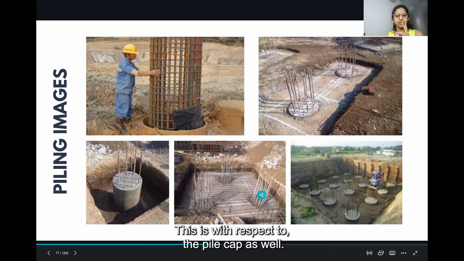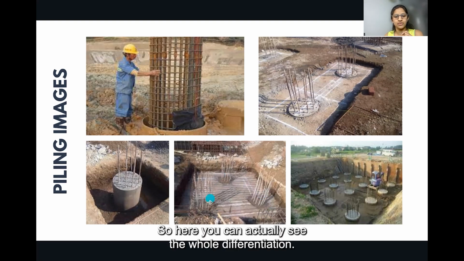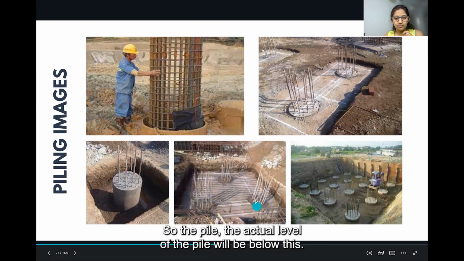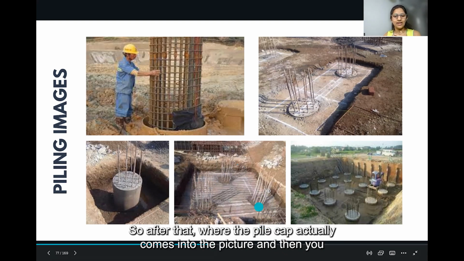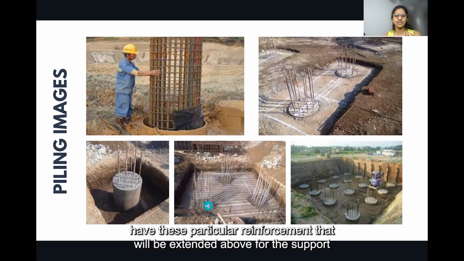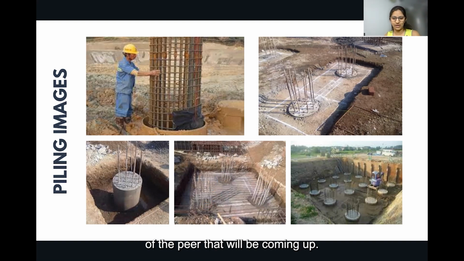And here, this is a wonderful image. This is with respect to the pile cap as well. So here you can actually see the whole differentiation. The actual level of the pile will be below this, okay, so that is the subground level. After that is where the pile cap comes into the picture, and then you have these reinforcements that will be extended above for the support of the pier that will be coming up.